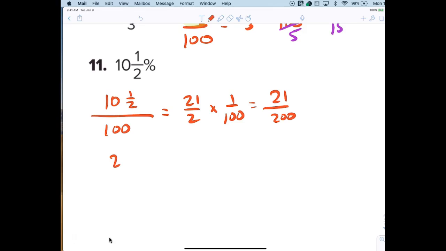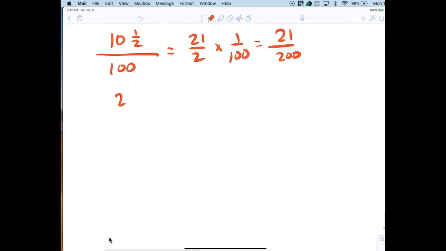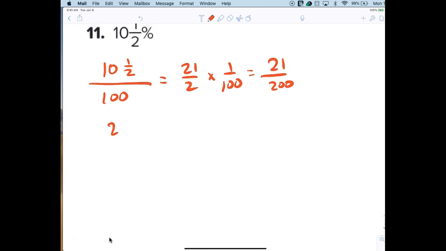Gray, you good? You're doing the number I switched on the last one. Good. Can you cross cancel the 2 and 100? Never, never cross up or down. Right, now everybody double check me on this. 10 and 1/2 divided by 100. Everybody do that on the calculator. Is that correct? Yes. All right, that's what I want.